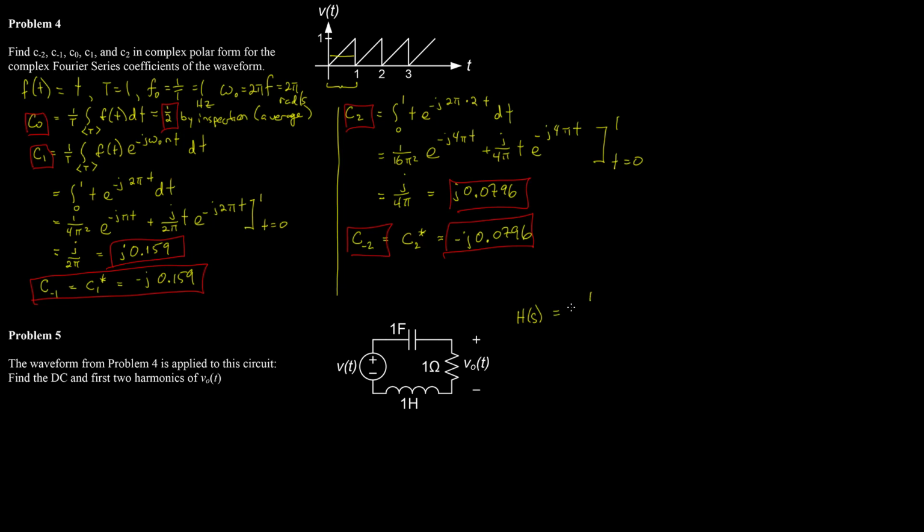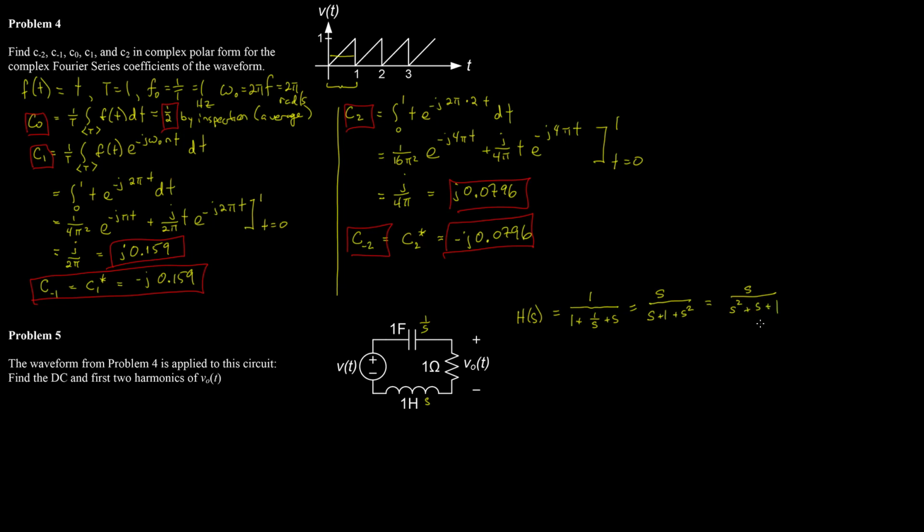The output is 1 over, the total impedance is 1 plus 1 over S, that's the capacitor, plus S, that's the inductor. Just to make it very clear, this is 1 over S, this is S. Getting this into standard form involves getting rid of this 1 over S subpart. So we multiply the top and bottom by S. S times 1 is S, and S times the bottom gives us S plus 1 plus S squared, and we'll put that into standard form in the bottom.